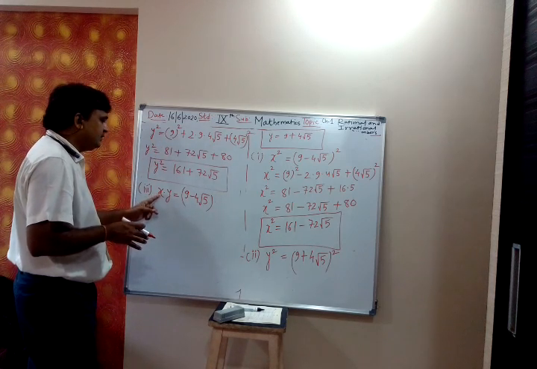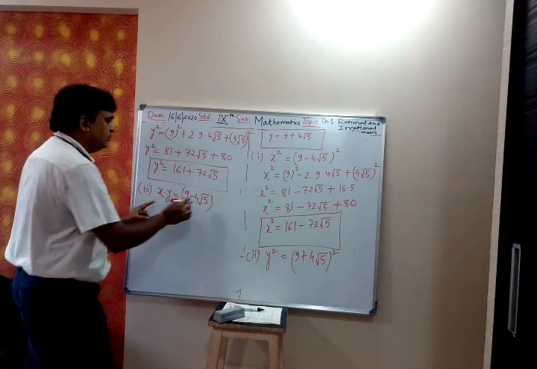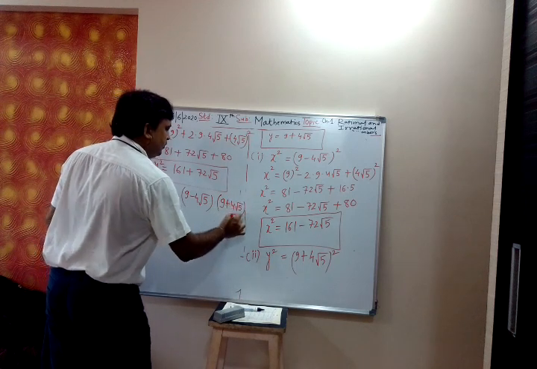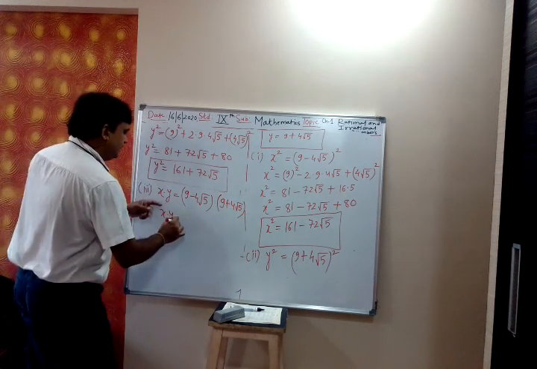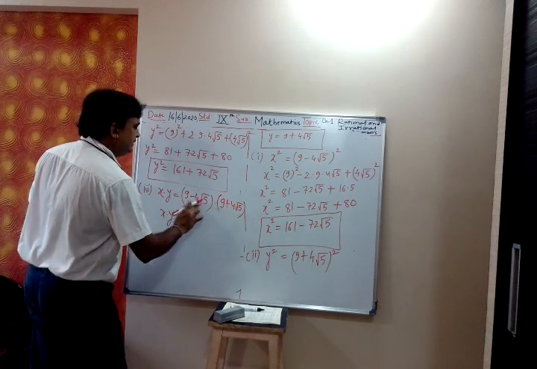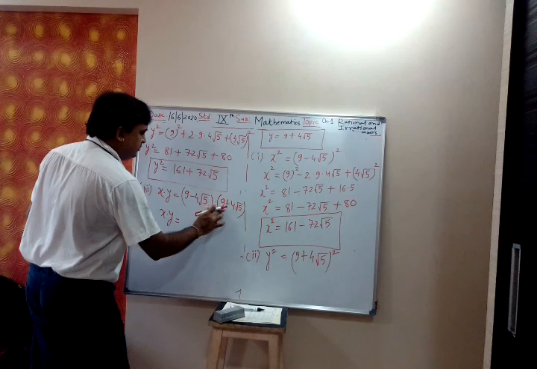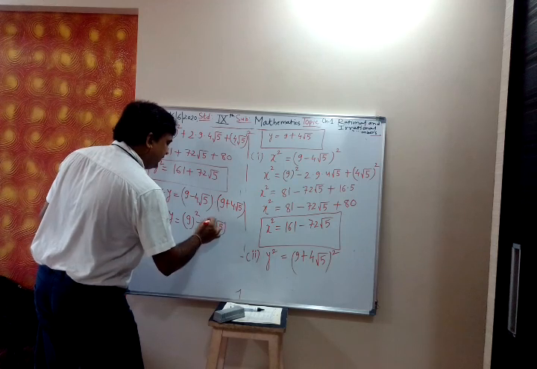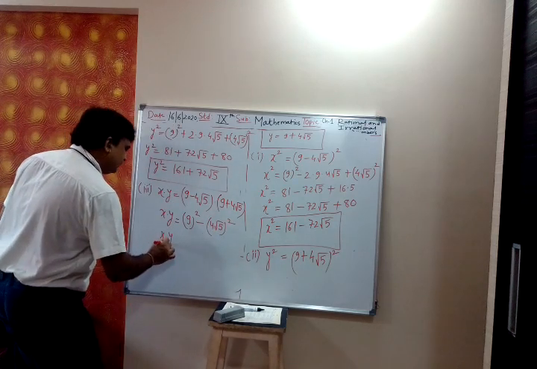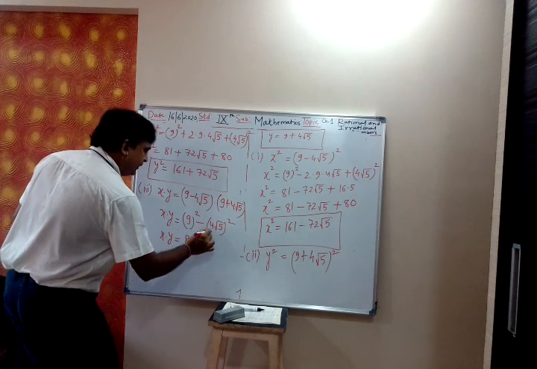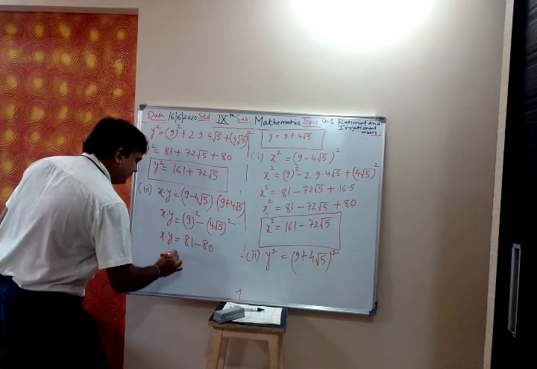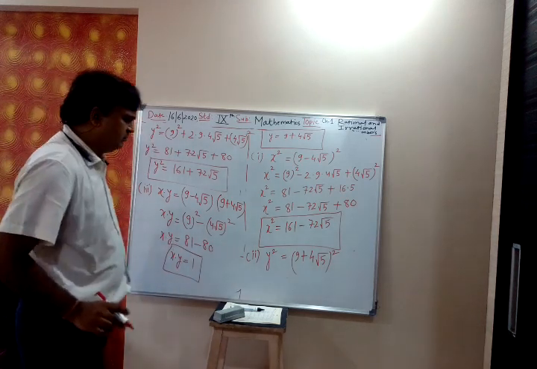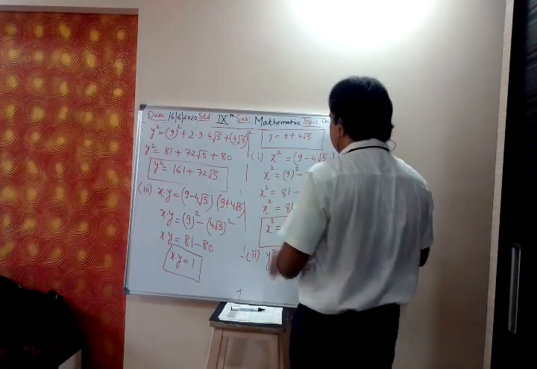So after simplification, x was 9 minus 4 root 5 into y, which is 9 plus 4 root 5. Now it is of the form a minus b into a plus b, which is a square minus b square. So xy is 9 square, 81, minus 4 root 5 square, 80. So xy is 81 minus 80, which is 1.